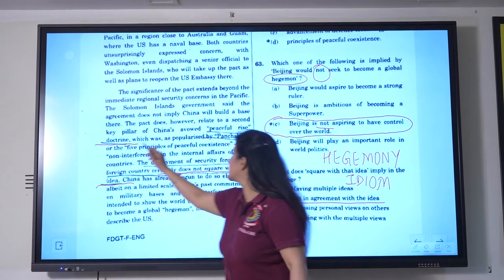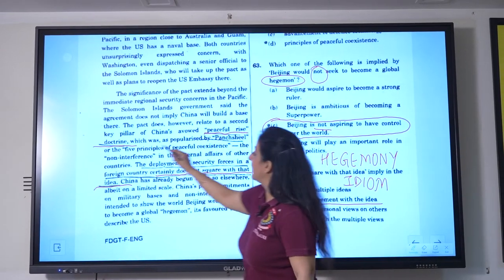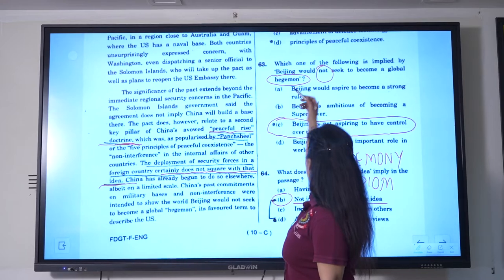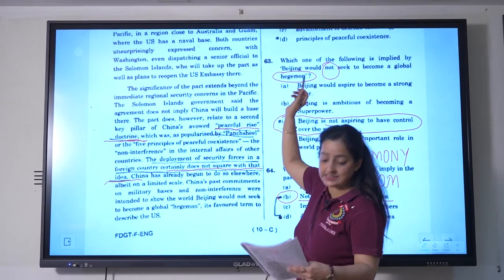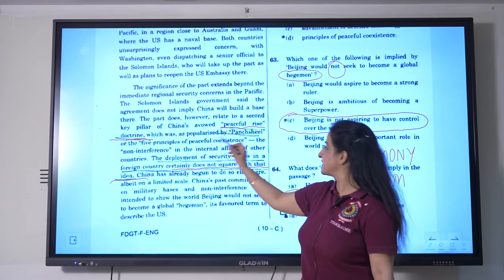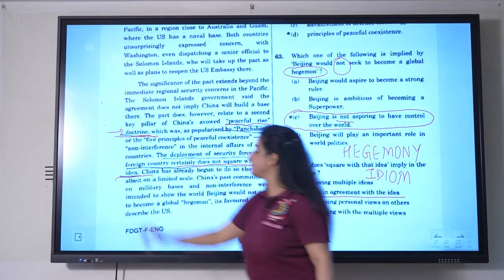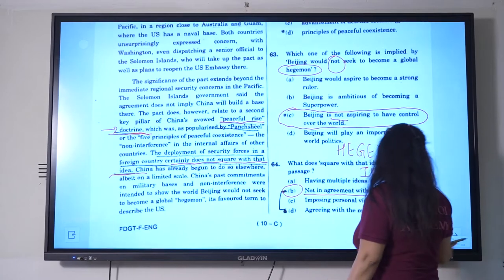Okay, and the doctrine thing I wanted to show you earlier, no? So doctrine, here it is. Peaceful and doctrine, so the peaceful principles, yeah? So this one, principles of peaceful coexistence, 62 delta. So I've just located that for you over here. Okay, 64 questions done.